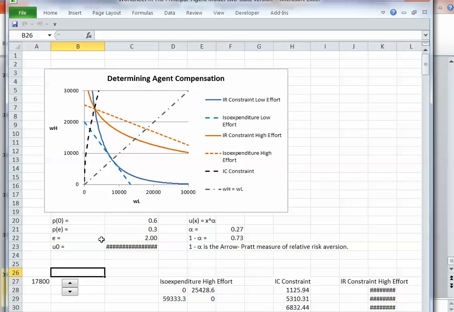In the Excel homework, this graph will be explained fully, so if you don't quite get it here, you should get it from the Excel homework.